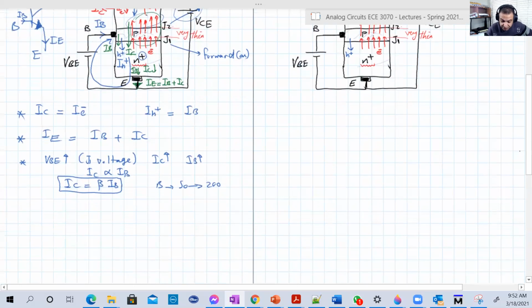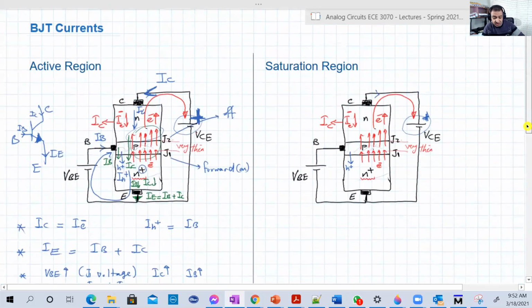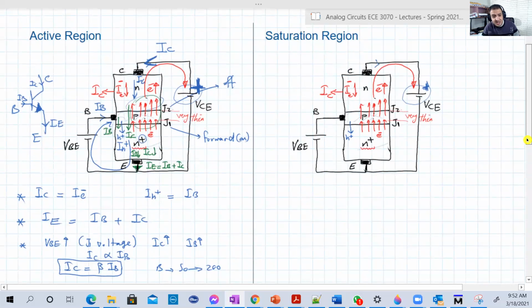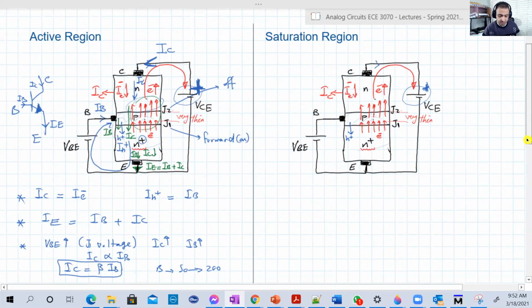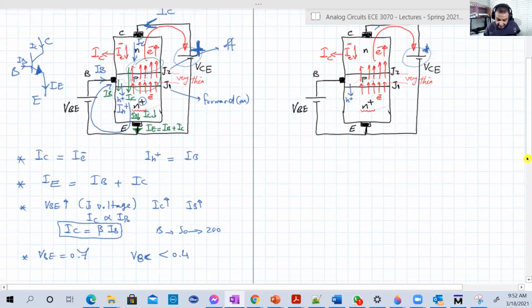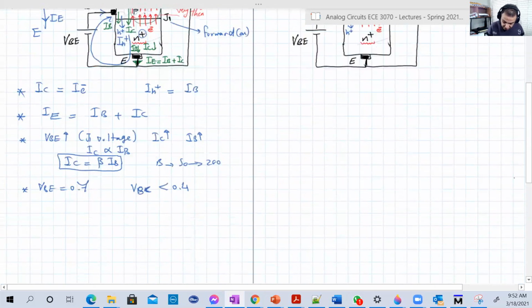And let's continue. So basically in the active region as well, VBE we know it's 0.7, and the junction voltage VBC should be less than 0.4. Just to continue the picture about the active region. Also, we are studying the current, but we see that the currents IC, IB, IE are basically dependent on the region of operation. The relations that connect these currents together. And of course, just to complete the picture, VCE is equal to VBE minus VBC, and it should be greater than 0.3.